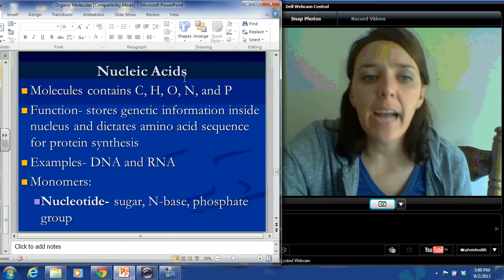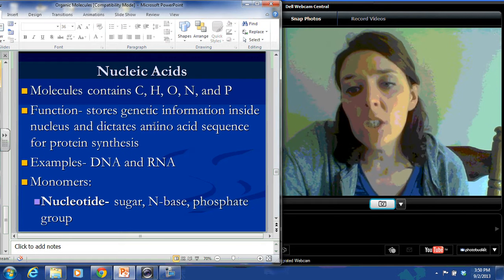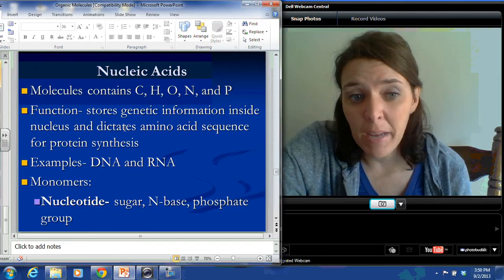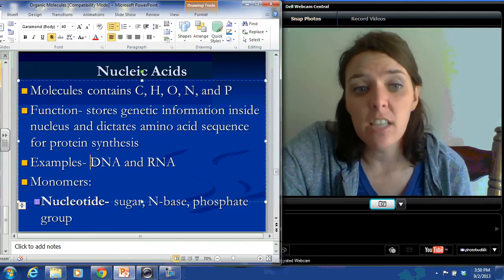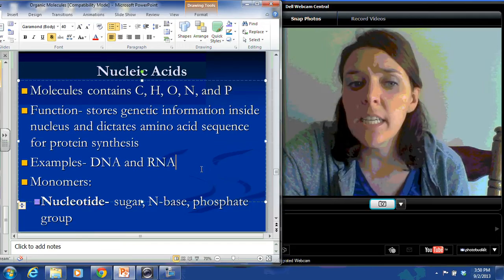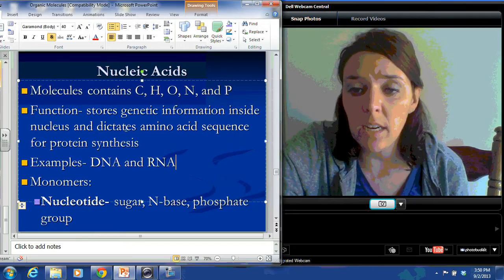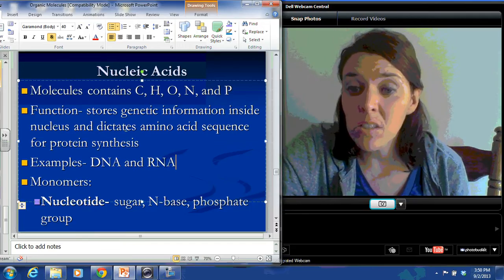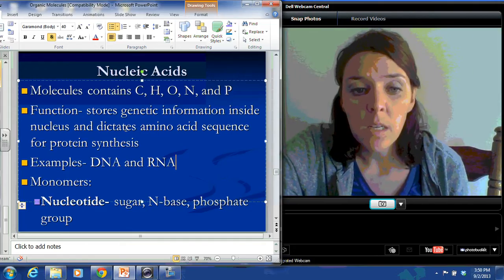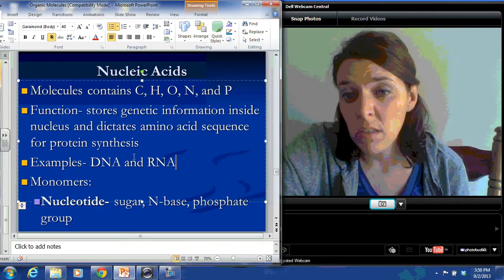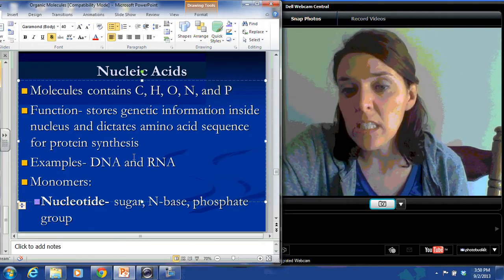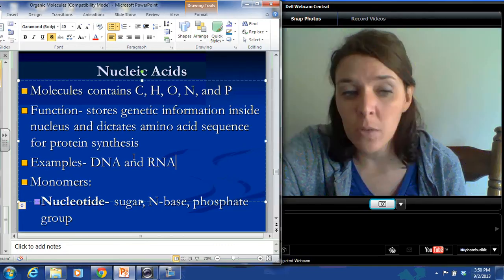Now, your nucleic acids are important for storing genetic information. So with that said, you should automatically think of examples such as DNA and RNA. Your DNA is important for storing the genetic information. The RNA is important for carrying out the instructions that are within the DNA. The overall function of storing that genetic information is to make proteins. So you can see how one organic molecule connects to another.